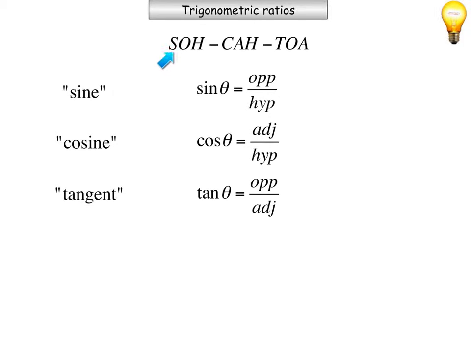So sine, which is opposite over hypotenuse, there's your SOH. Your CAH, which is cosine or cos, is adjacent over hypotenuse, and TOA, which is your tan, is opposite over adjacent. So these three letters represent the three parts in each of the ratios.